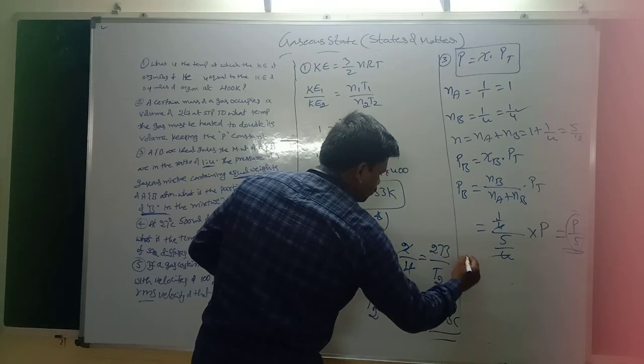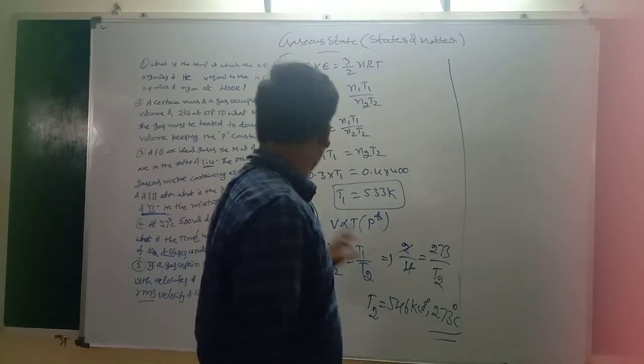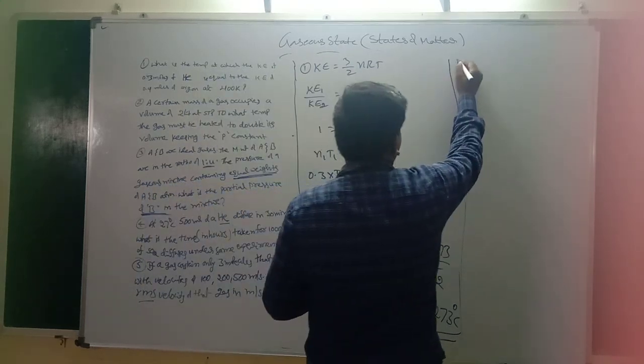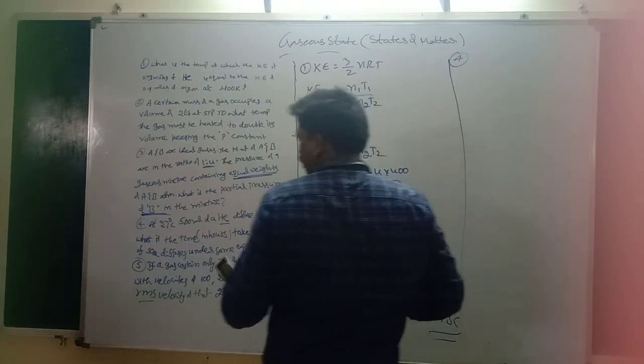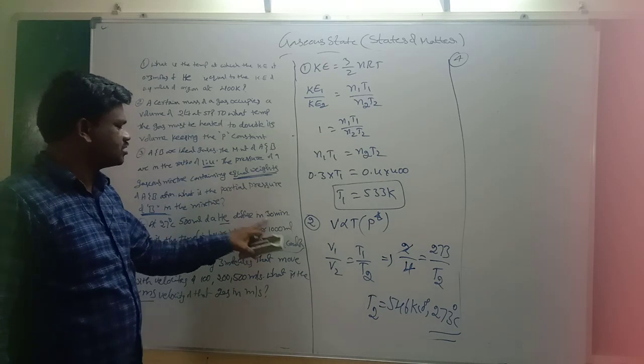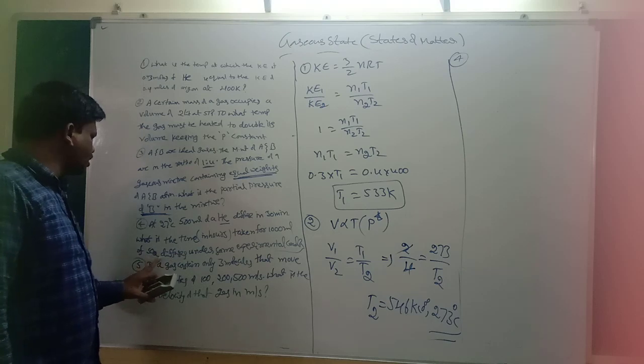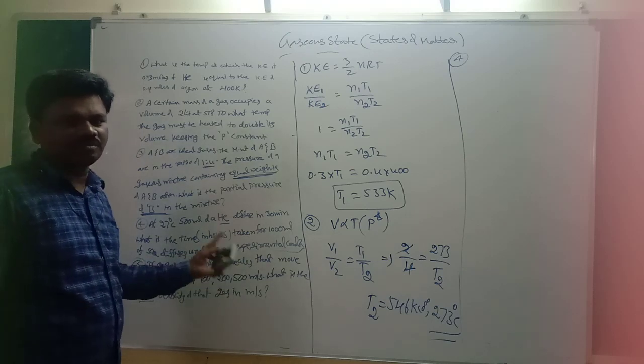Next problem, fourth one. At 27 degrees centigrade, 500 ml of helium diffuses in 30 minutes. What is the time taken for 1000 ml of SO2 to diffuse under the same conditions?